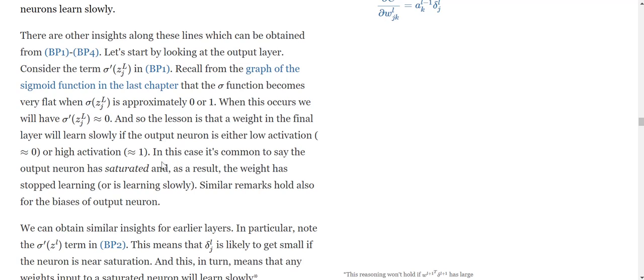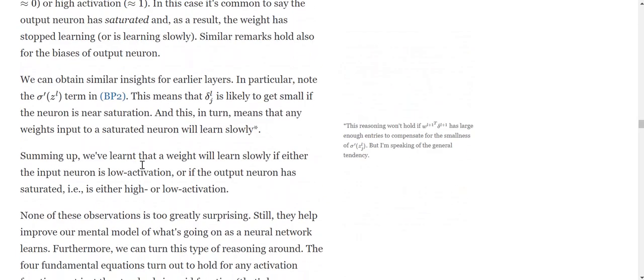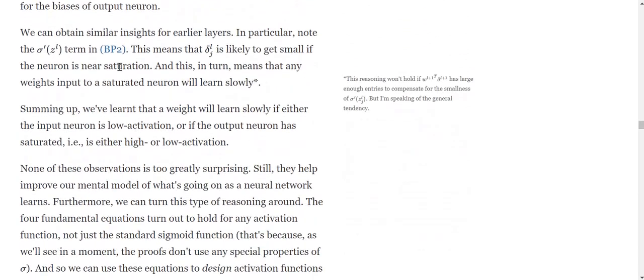In this case, it's common to say that the output neuron has saturated, and as a result the weight has stopped learning or is learning slowly. Similar remarks hold for the biases of output neurons. We can obtain similar insights for earlier layers. In particular, note that this term is also present in the second equation of backpropagation. This means that the error in the jth neuron in layer L is small if the neuron is near saturation. And this in turn means that any weights input to the saturated neuron will learn slowly. This reasoning won't hold if the weight matrix has large enough entries to compensate for the smallness, but he's speaking in a general sense.